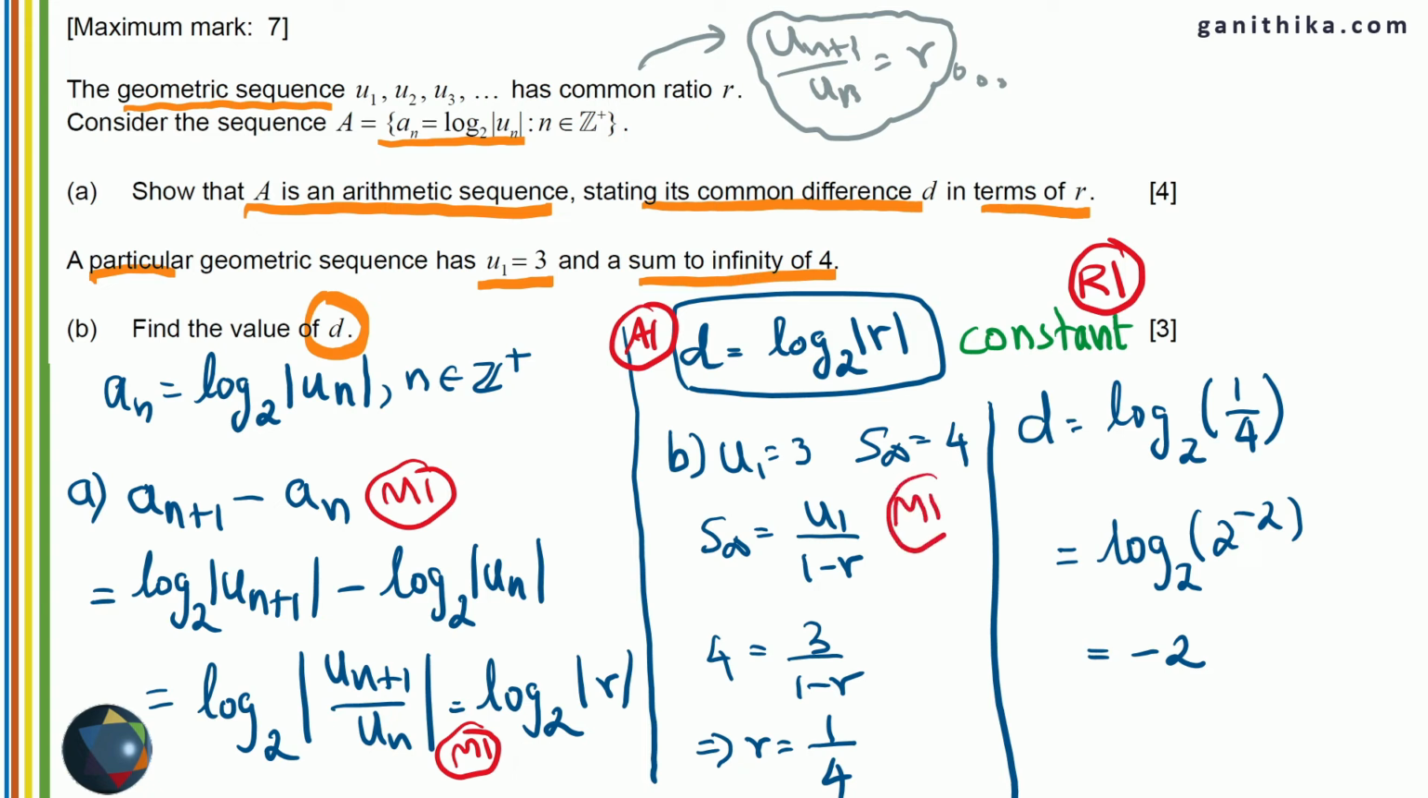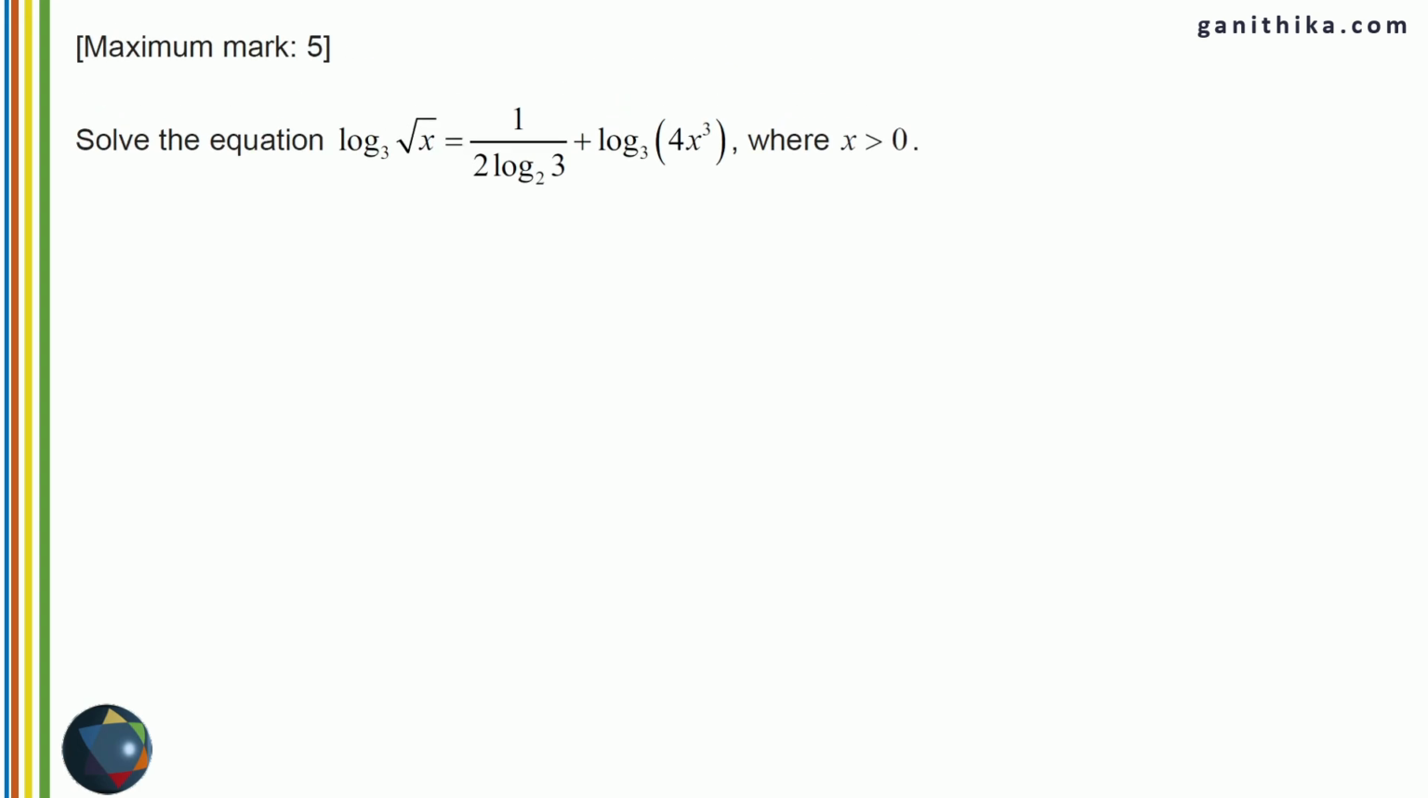For question B, a method mark for using the S infinity correctly and getting the r value. Substituting the r value into d and getting the correct value for d will give you 3 marks. Let's move on to the next one. Again, this might look intimidating, but it is not.